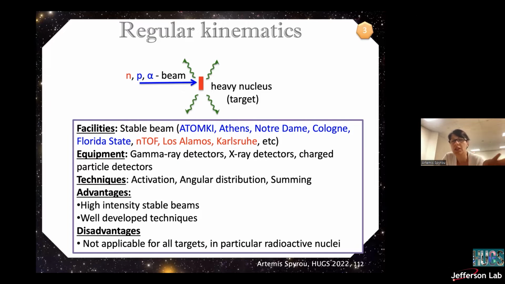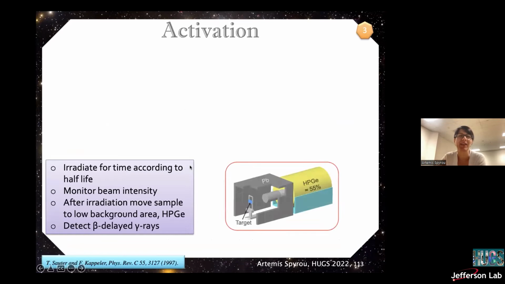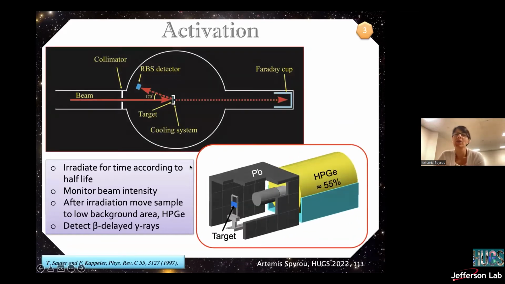There are some targets that you cannot use it for, if they're radioactive, if the material doesn't work, or if they're, what's the word I'm looking for? I'm forgetting that, toxic, whatever the problem is.